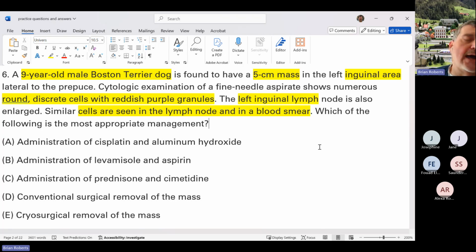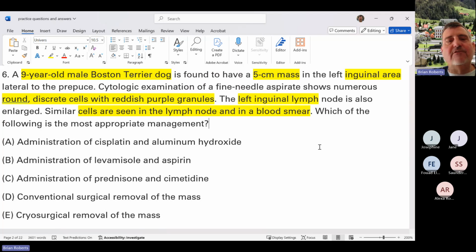Because if it was localized, what if instead of it being in the inguinal area, they said there's a 2 millimeter nodule or 1 centimeter nodule on the tip of the ear, and when we sample it, we see round cells with granules in them. What would you do for that? If it was just on the tip of the ear, how would you treat it? Remove it. Yeah, you would excise it, right? Well, what about this one? Are you going to excise it?